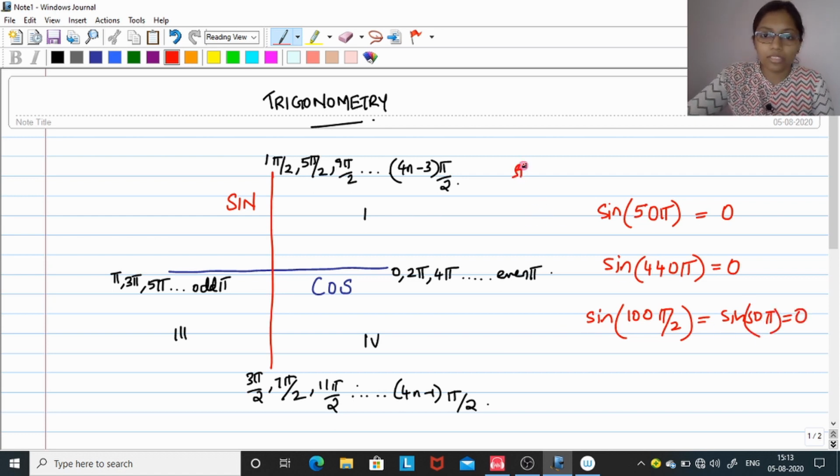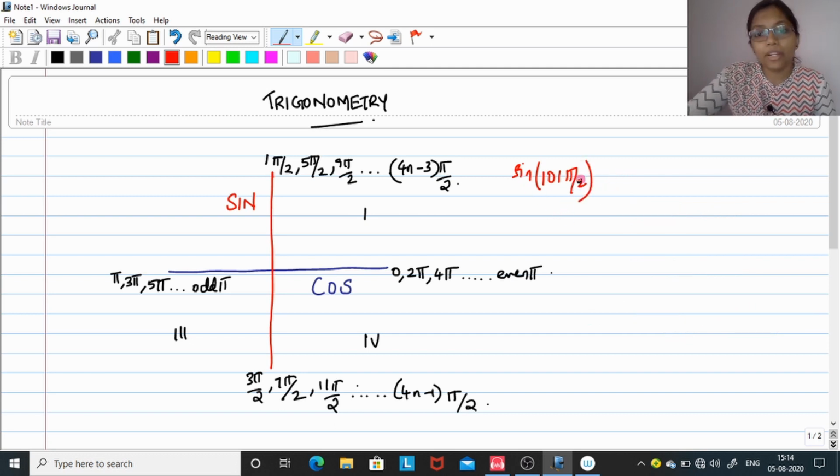What about sine 101 pi by 2? Here you have to find out where this 101 is coming, in the upper series or lower series. How to check it? So 101 can be a number from the upper series, which means 4n minus 3 is the general term in the upper series. So let us equate 4n minus 3, the general term, with 101, so that we can check if we are getting a proper value for n, then 101 lies in the upper series.